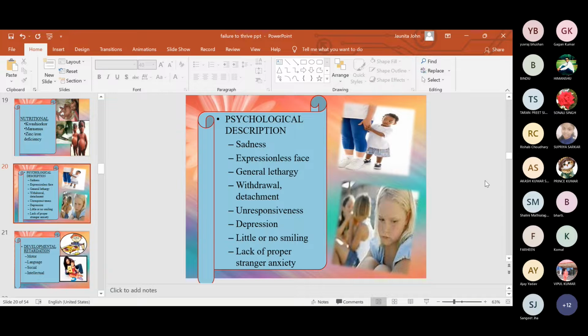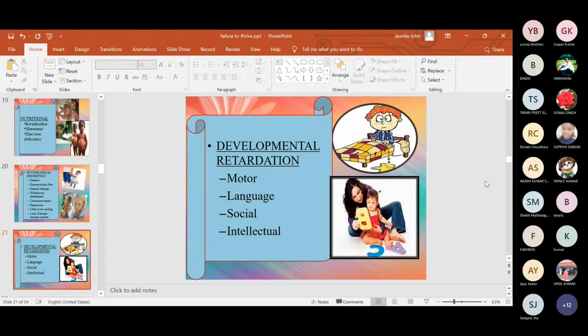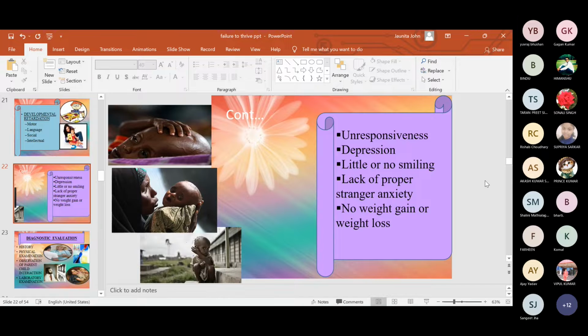Next is psychological description. Under that you have seen sadness, expressionless face, general lethargy, depression, unresponsive behavior, lack of proper stranger anxiety. दूसरों को देखकर और new people को देखकर they will be very much anxious. डिप्रेस्ड रहेंगे, नो स्माइलिंग फेस, ऑल द टाइम वरीड फेस रहेगा, सैडेंड स्माइल रहेगा, दे विल नॉट बी स्माइलिंग, नॉट बी मिंगलिंग विद अदर पीपल. डेवलपमेंटल रिटार्डेशन मीन्स डेवलप नहीं हो रहा है, फुल्ली स्टैग्नेंट ग्रोथ और रिटार्डेड और स्लो ग्रोथ है. It can be in any phase: motor, language, intellectual, social. Then these are all the same.